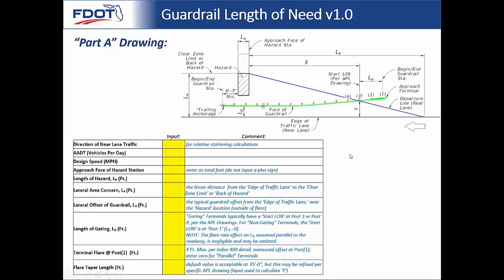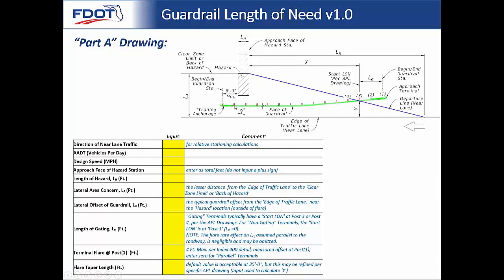The design speed in miles per hour. It's not the posted speed, it's the design speed. The approach face of hazard station that we just mentioned. So that's what the rest of your stationing outputs get based on. It extends the guardrail essentially out in front of the face of hazard station, assuming that the traffic's going from right to left. The length of hazard, LH, that's important because your guardrail then extends that length of hazard to continue to shield that hazard.